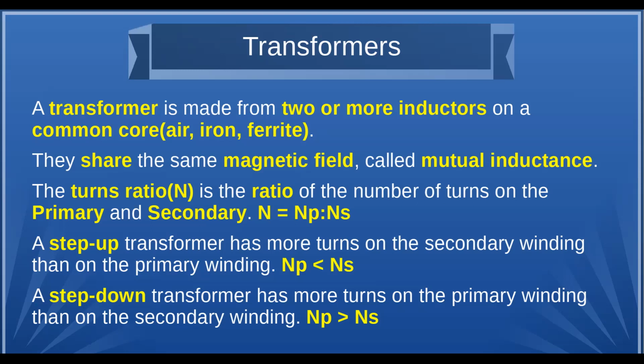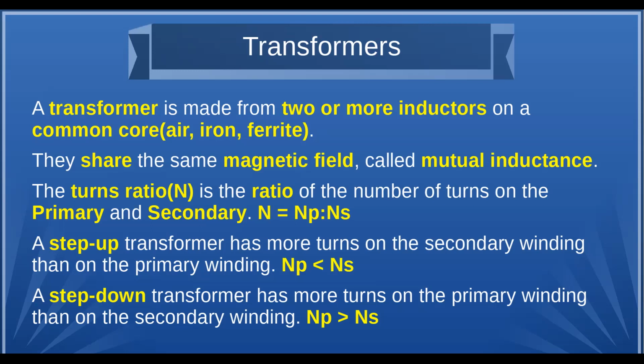And the fact that those two or more inductors or coils are sharing the same magnetic field, we call that mutual inductance, where the current going through one is creating a magnetic field, which is creating a current and an opposing magnetic field in the other coil or inductor.